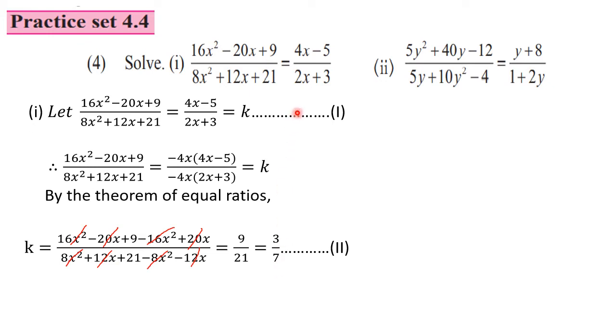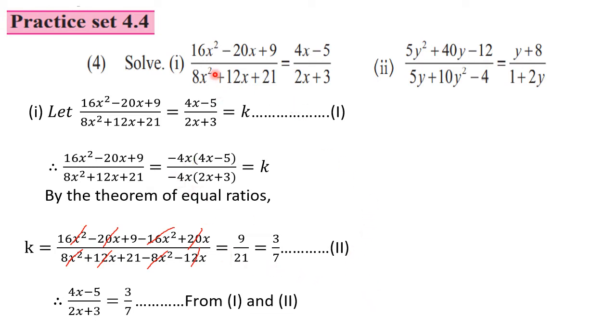So from these two statements, we can say that this smaller ratio, 4x minus 5 upon 2x plus 3, is equal to 3 upon 7. We can write these two equal ratios here. Okay, see, 4x minus 5 upon 2x plus 3 we have written from statement 1, and from statement 2 we have written 3 upon 7, because both of them denote the value of k. Now, if we cross multiply and solve them, we are going to get the value of x. Okay. So, it is very easy if you use the theorem on equal ratios.